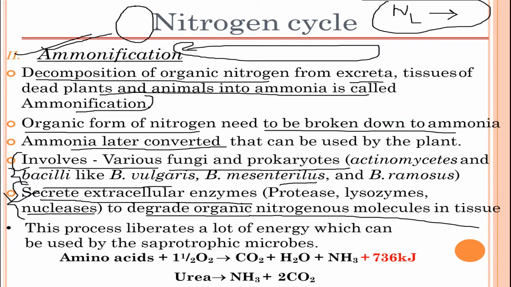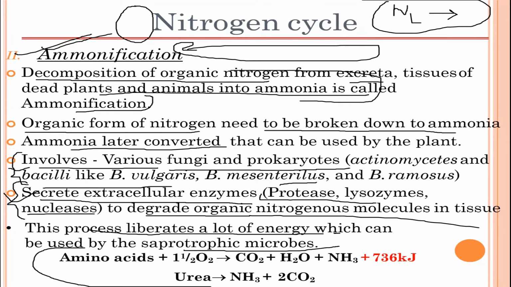So basically these nitrogen containing dead decaying matter get converted to ammonia with the help of these enzymes along with these microbes. Also, this process liberates a lot of energy, which can be used by saprophytic microbes, so saprotrophic microbes. All right, so this is the overall reaction, as you can see. All of these things release nitrogen along with lots of energy, which is 736 kilocalories, which can be used by saprophytes. And from urea we can also extract ammonia. So this is another process as well.